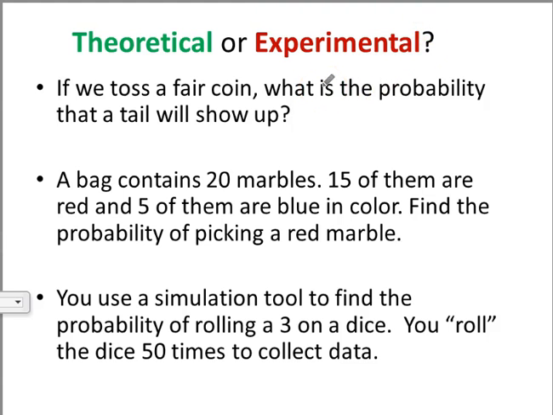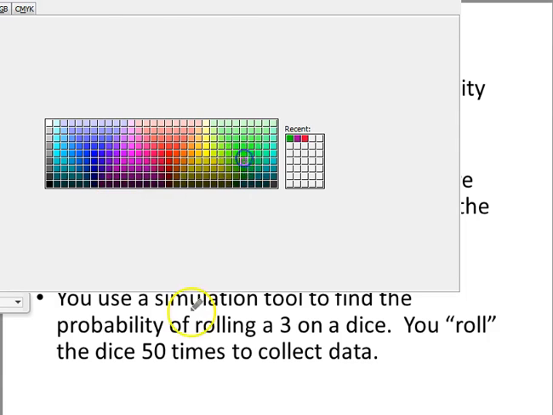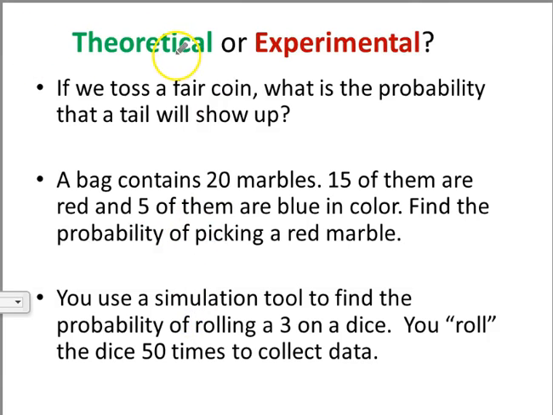Alrighty, so in Unit 6, you're going to start learning about theoretical and experimental probability. What is the difference between experimental and theoretical probability? Theoretical probability is what we expect to happen.